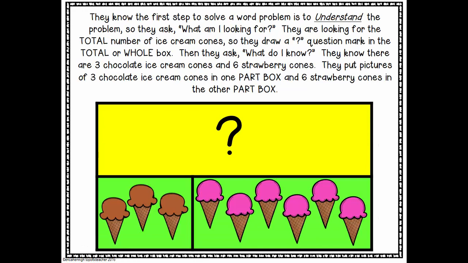They know the first step to solving a word problem is to understand the problem. So they ask, "What am I looking for?" They are looking for the total number of ice cream cones, so they draw a question mark in the total or whole box. Then they ask, "What do I know?" They know there are 3 chocolate ice cream cones and 6 strawberry cones. They put pictures of 3 chocolate ice cream cones in one part box and 6 strawberry cones in the other part box.